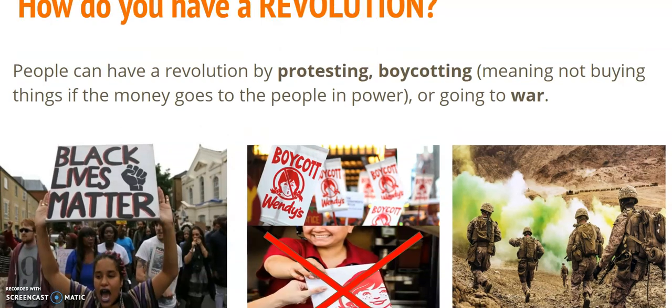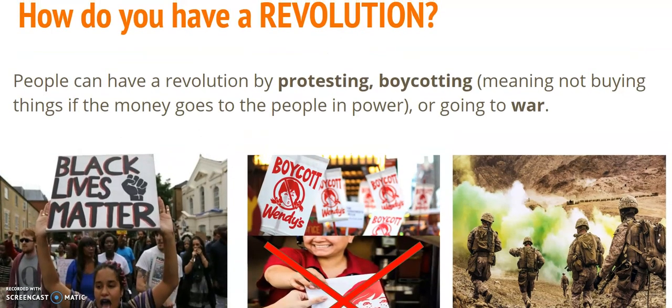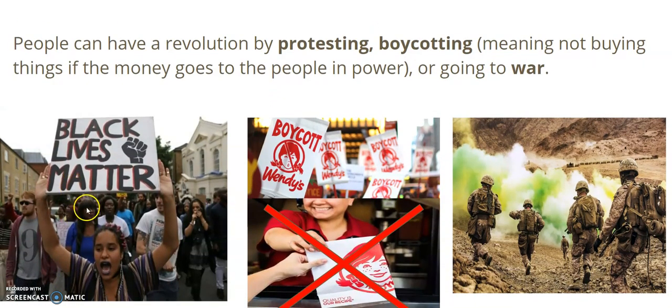How do you have a revolution? A revolution can happen a few different ways. People can have a revolution by protesting, boycotting, meaning not buying things if the money goes to the people in power, or going to war. So let's look at these pictures as an example. This is an example of protesting.